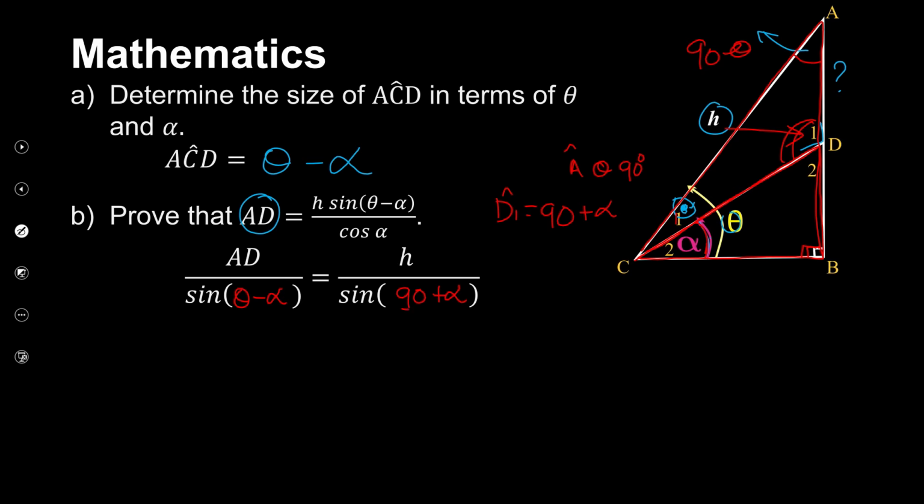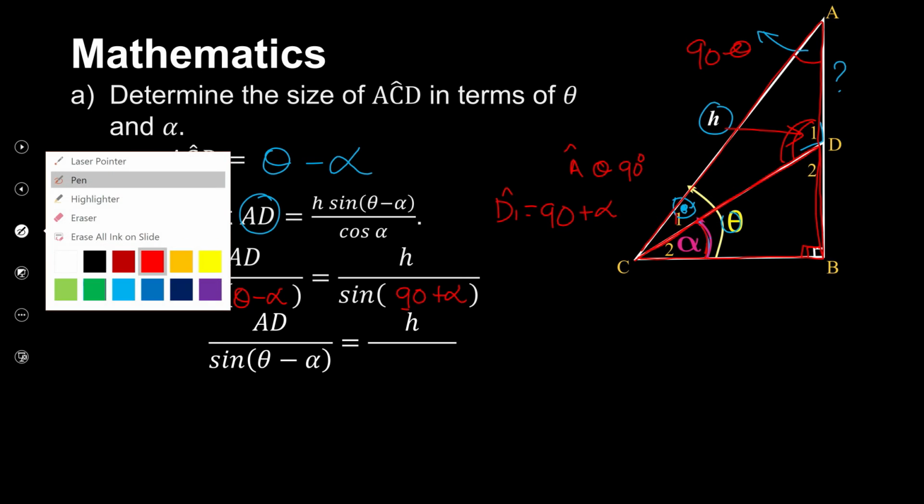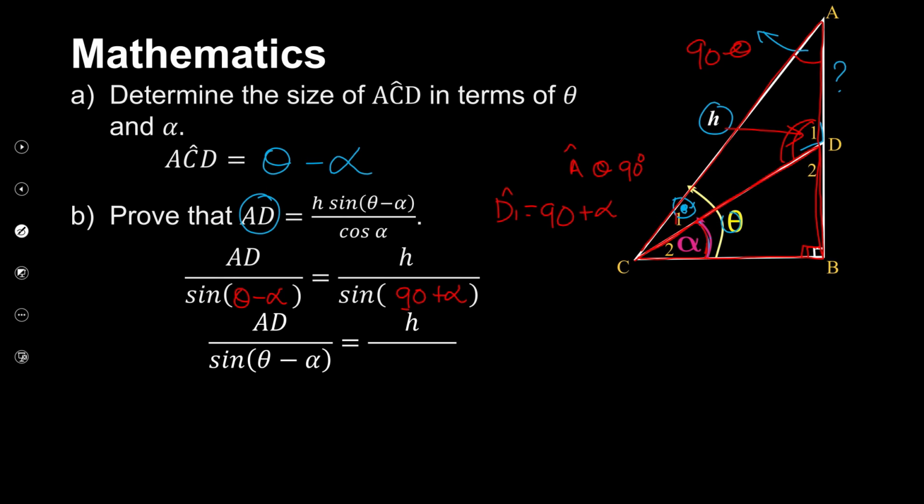Remember, this 90 plus alpha should already start reminding you of something. Because there's a 90 here, we're probably going to end up using the co-ratio of its complement. So remember, sine of 90 minus theta, we're going to change it to its co-ratio. The co-ratio is cos, so it will become cos of alpha.